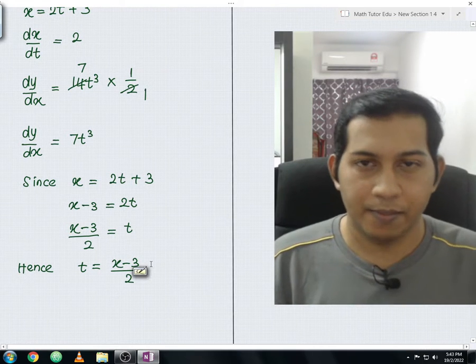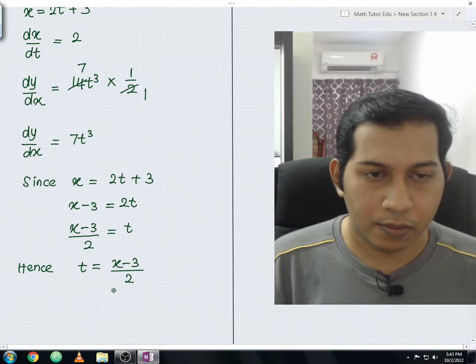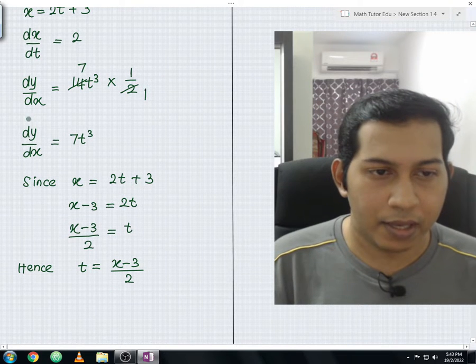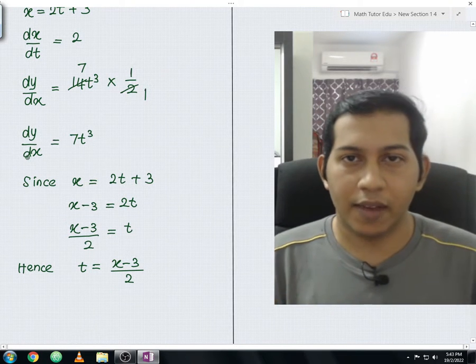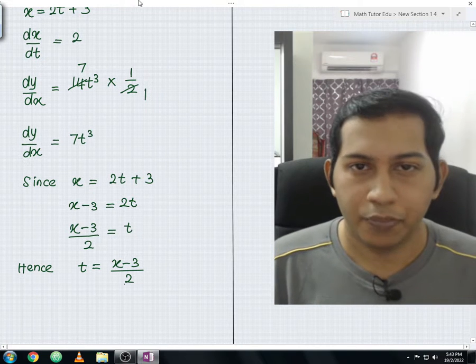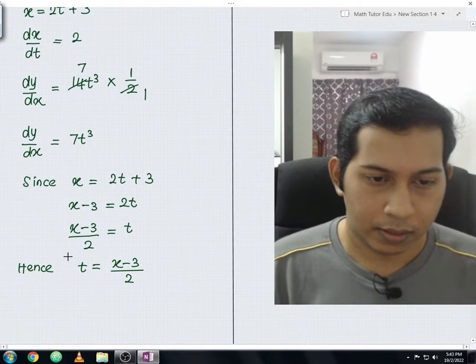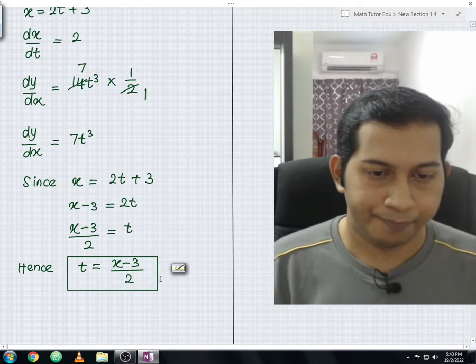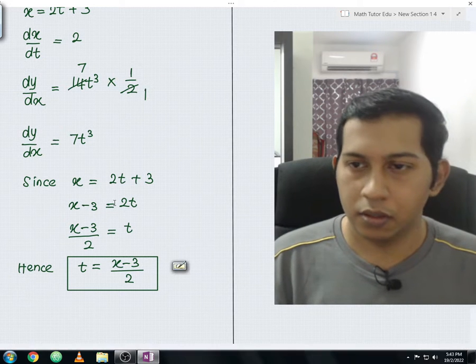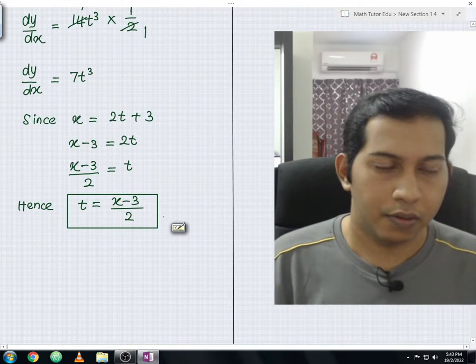Okay, so this is very important. This equation is useful so that we can come up with the equation of dy dx in terms of x and not in terms of t. Okay, so let me box this. Oops, not an arrow but a box. Okay, so from here, let me scroll this down.